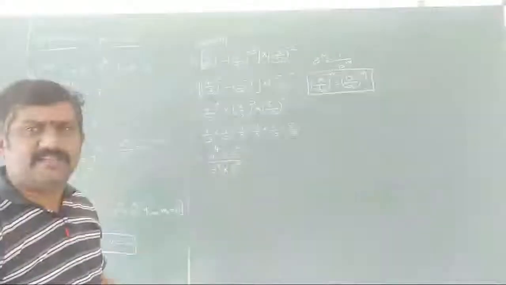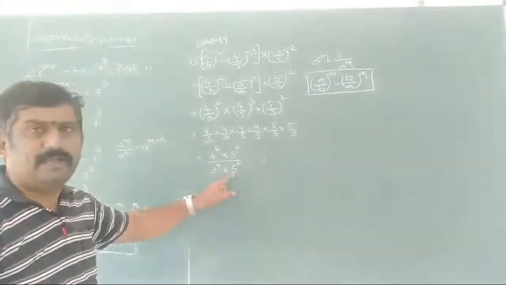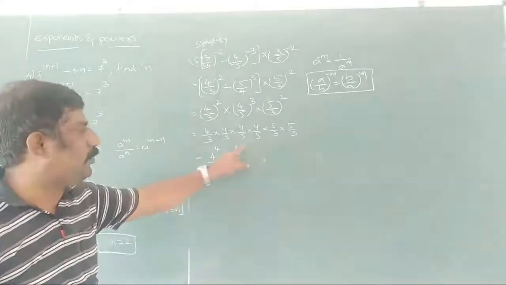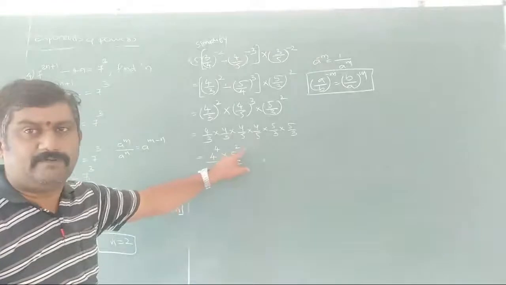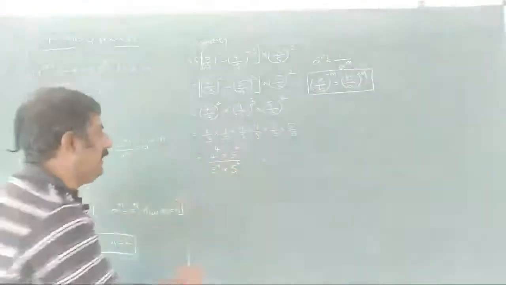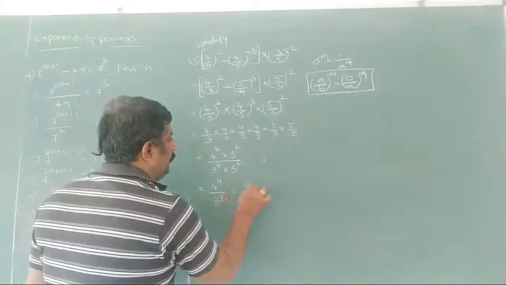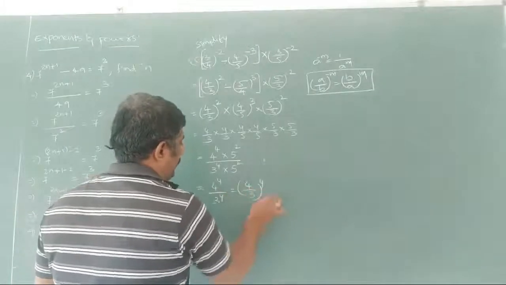Now according to cancellation rules you can cancel simply, or else a to the power of m by a to the power of n: 2 minus 2 becomes 0, 5 to the power of 0 becomes 1. So directly I am writing here 4 to the power of 4 by 3 to the power of 4, or else 4 by 3 whole to the power of 4. So this is our requirement.